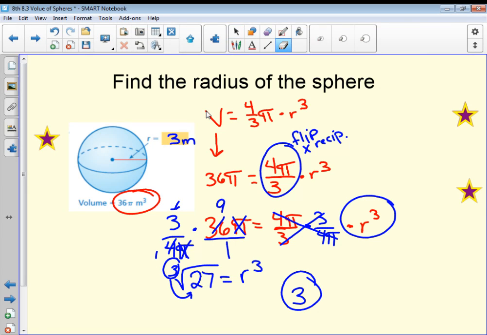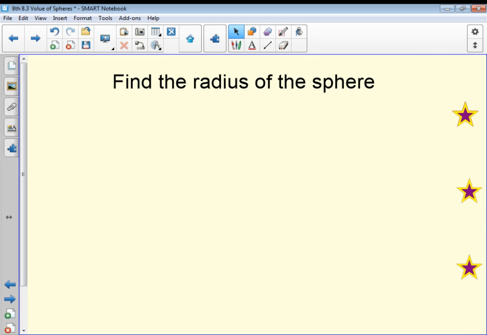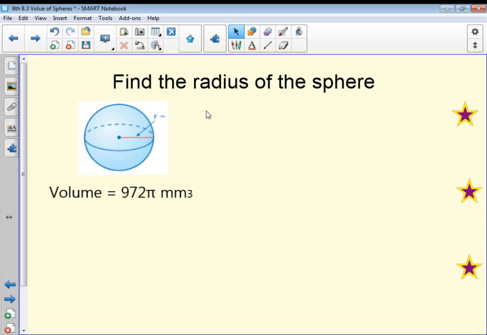All right, so let's go ahead and try another one of these. This is just going to take practice, getting you comfortable with using that formula and substituting things in. Okay, so here's our next one. So volume equals 4/3 times pi times radius cubed. Very common to forget and use radius squared.